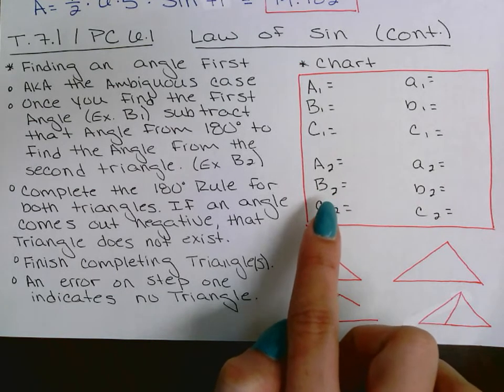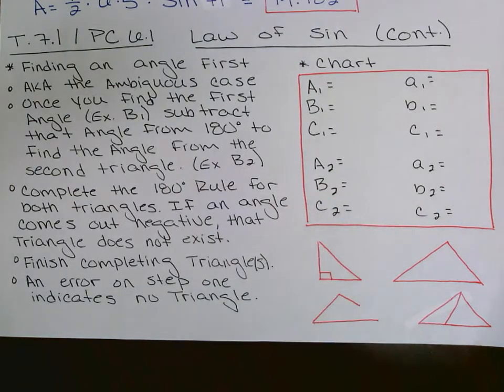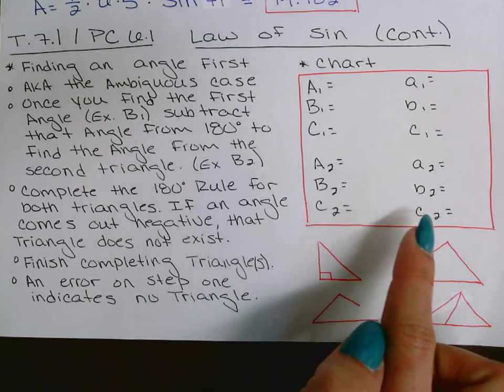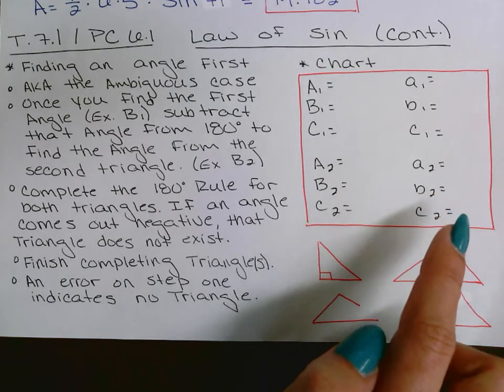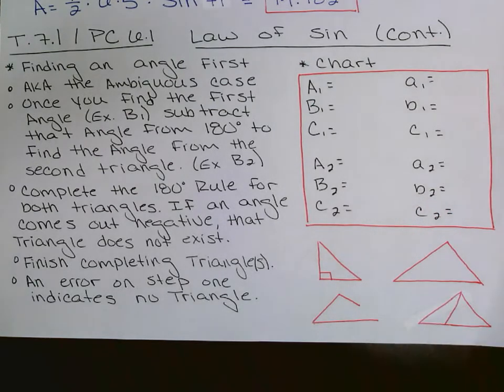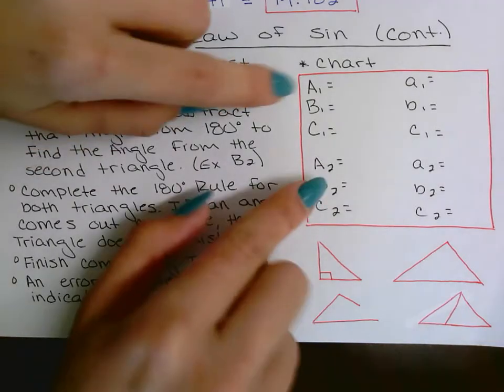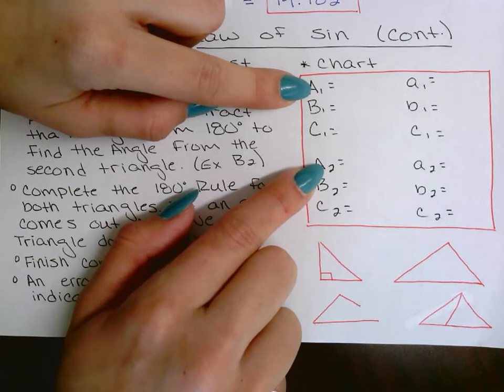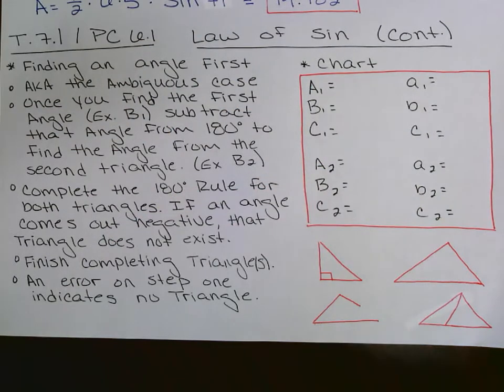And I don't think I said this before, but you know how they always give you three things and you have to find the other three? The givens will be true for both triangles. So when you fill out the givens here, you can fill out the givens here, okay? If they give you, let's say, A is 70, then you can put 70 on both of these. That is only true for the givens, not the ones that you have to find, okay?